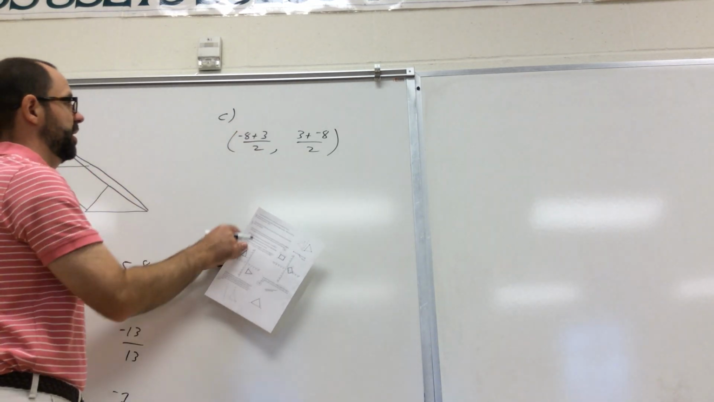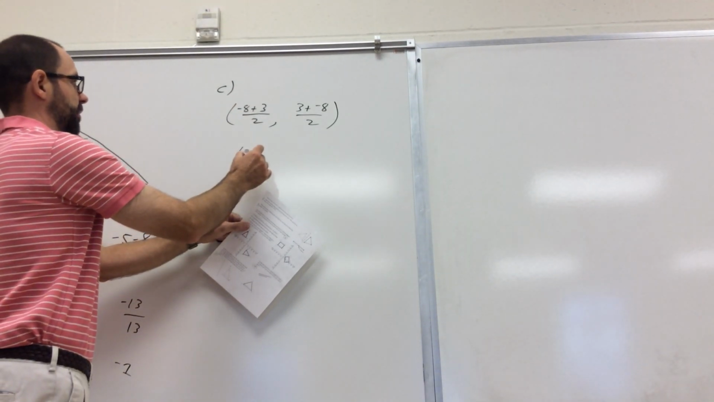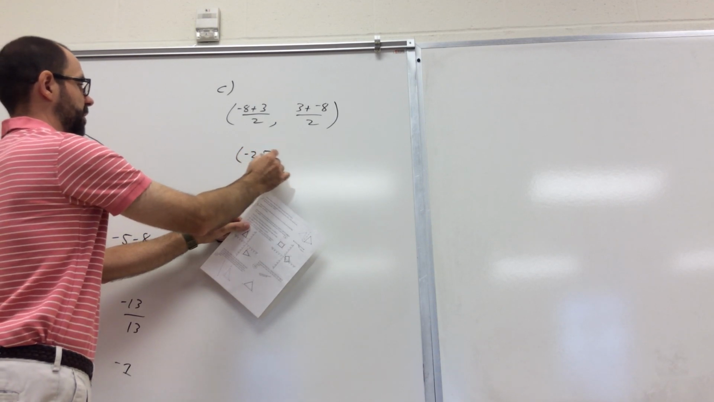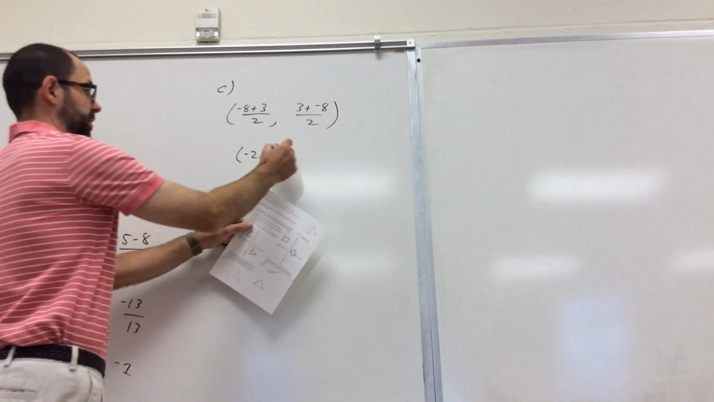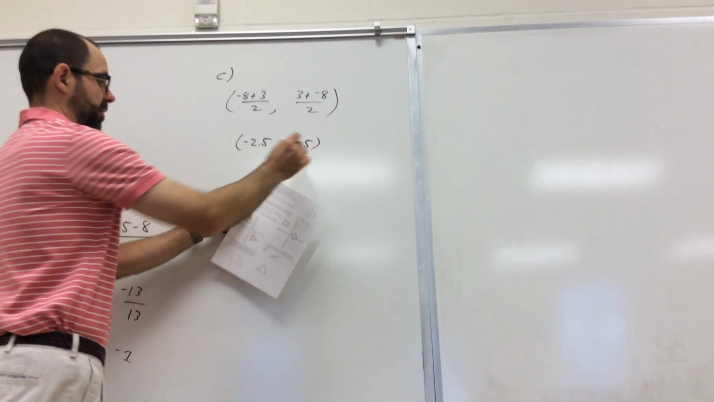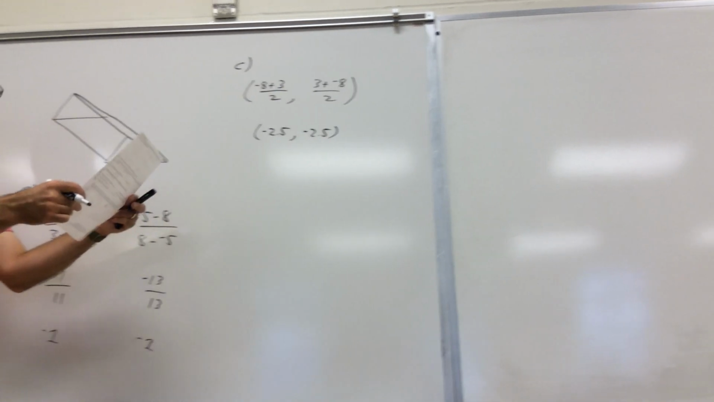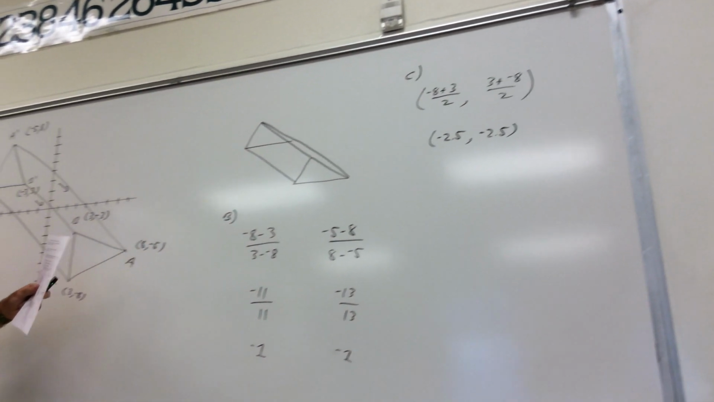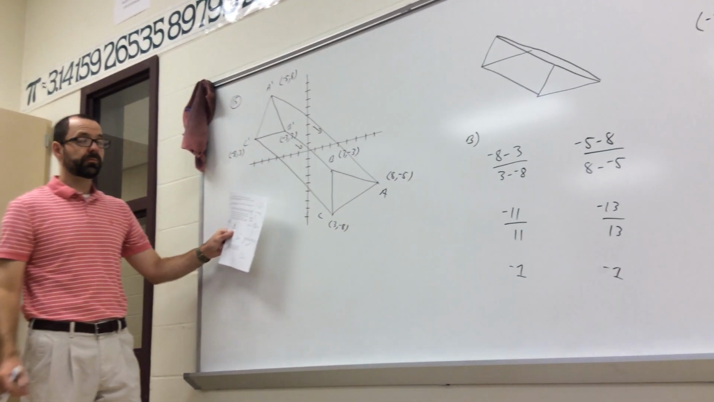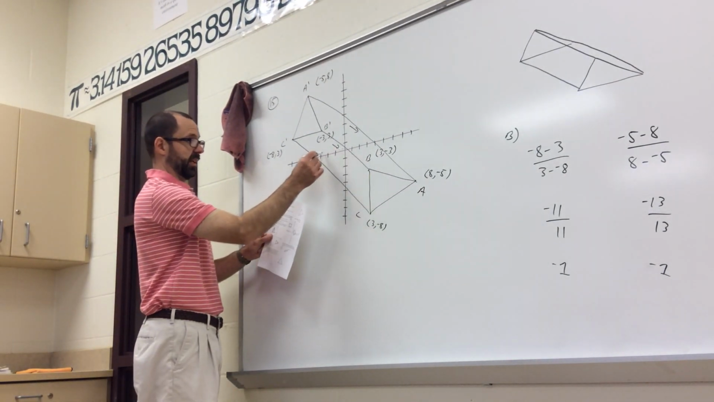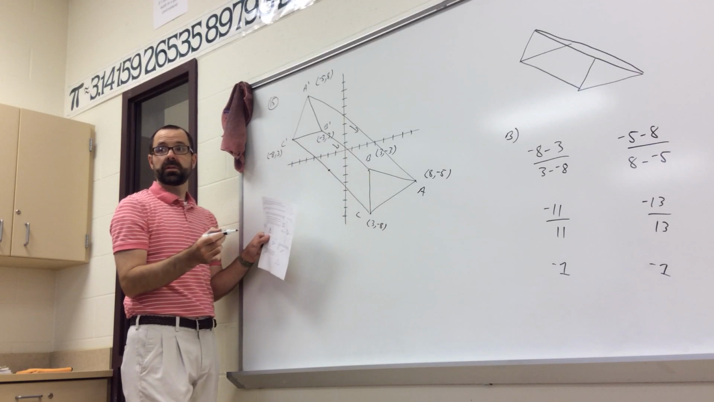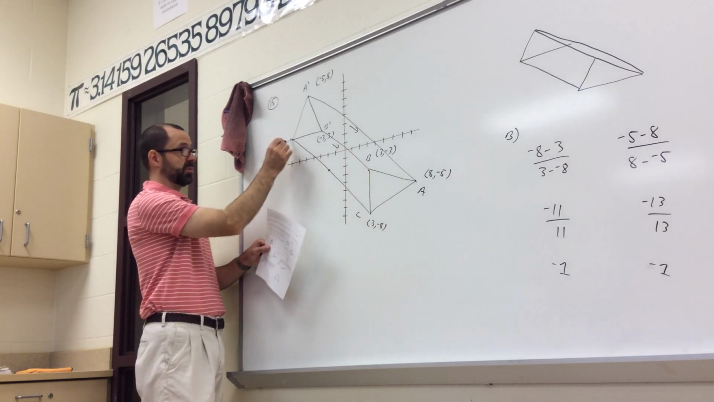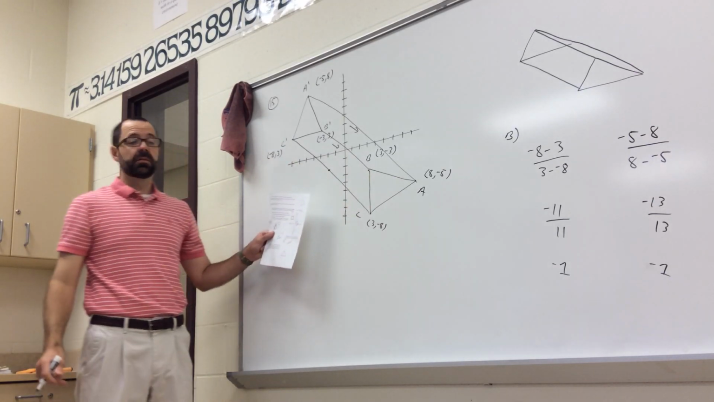So -8 plus 3 comes out to -5. -5 divided by 2 is -2.5. And then 3 plus -8 is -5. -5 divided by 2 is -2.5. So that's at -2.5, -2.5. There's the middle between C prime and C.